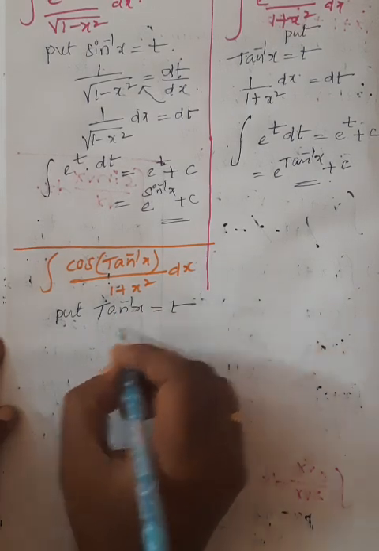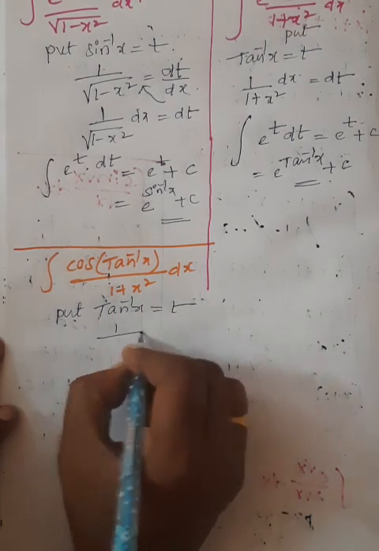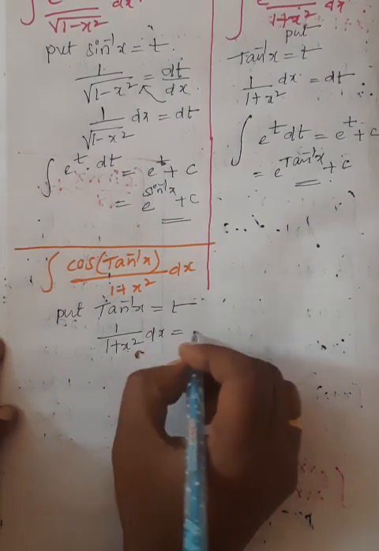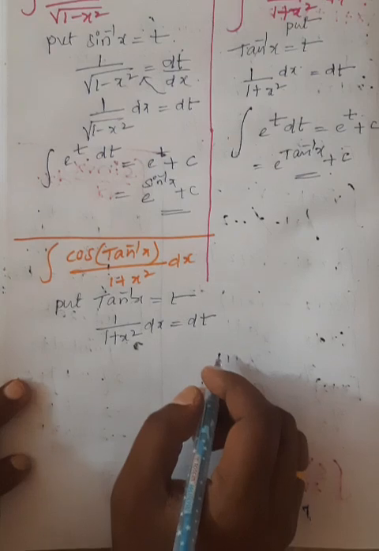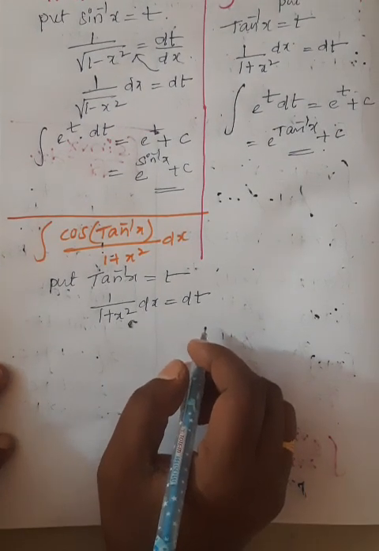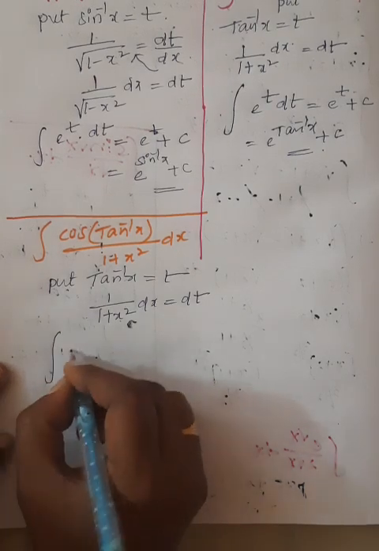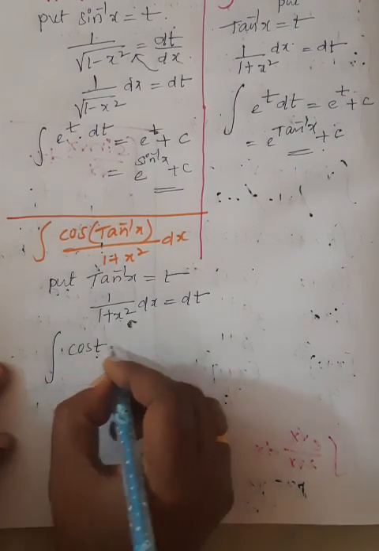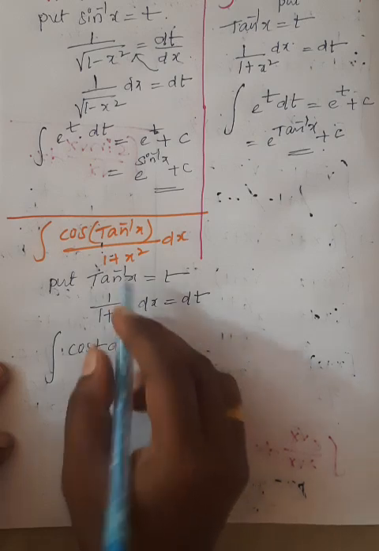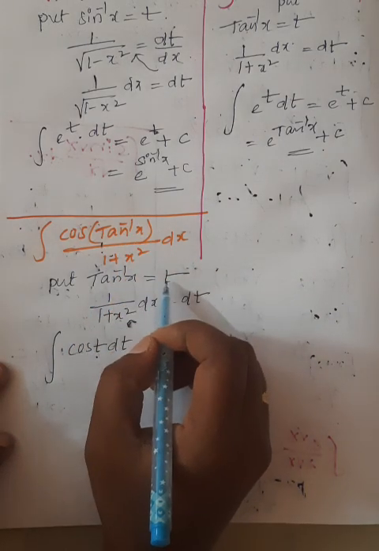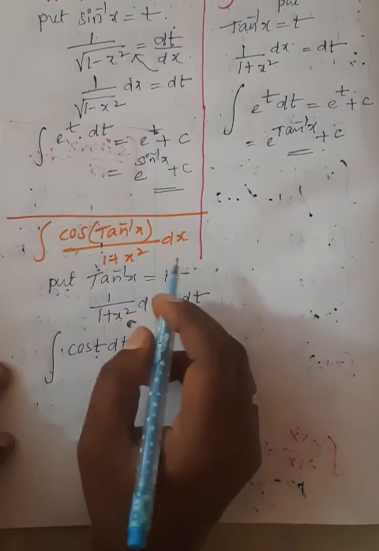Then we have to differentiate both sides. It will get 1 by 1 plus x square into dx is equal to dt, because differentiation of tan inverse x is 1 by 1 plus x square. Then after we have to substitute in our equation cos of t dt, because tan inverse x we should write it as t, and dx by 1 plus x square we should write it as dt.